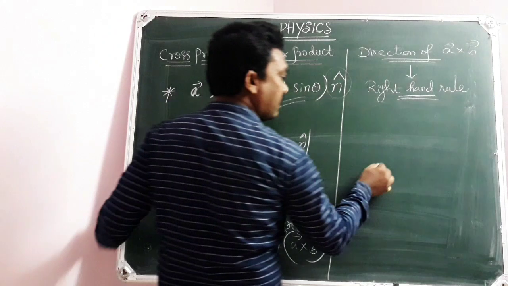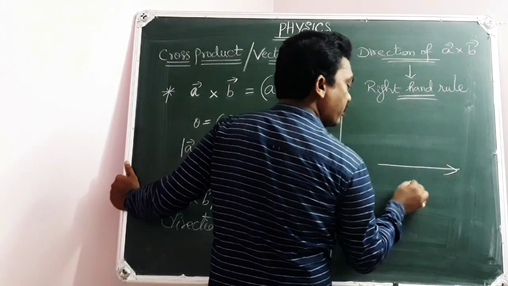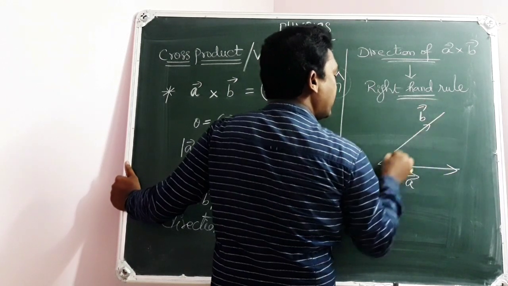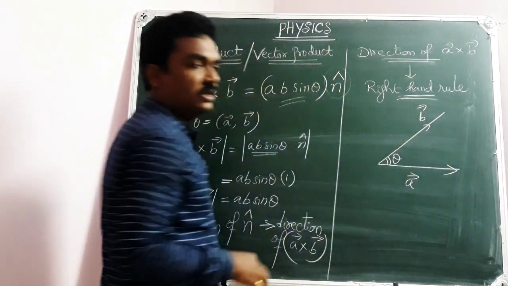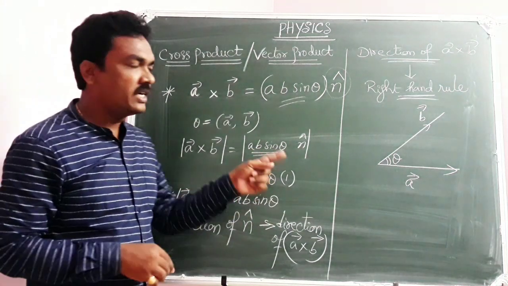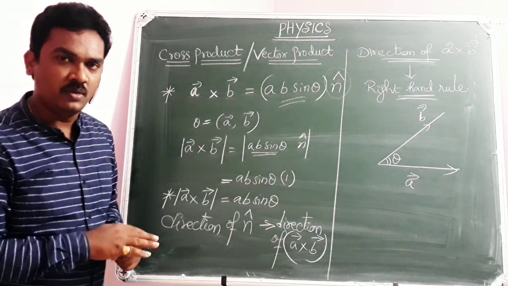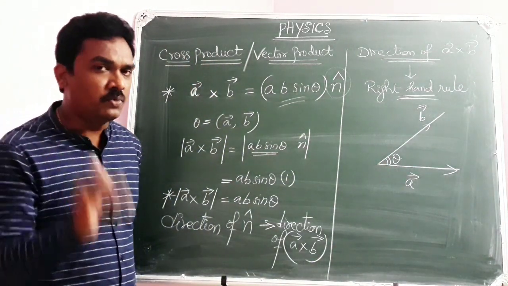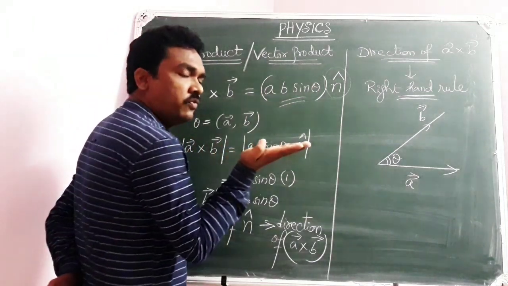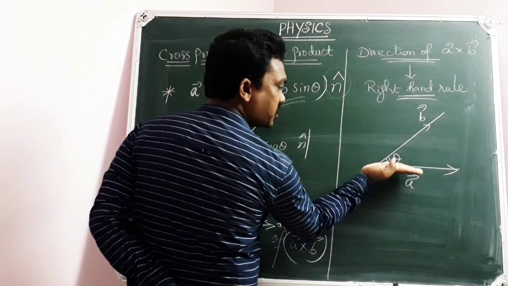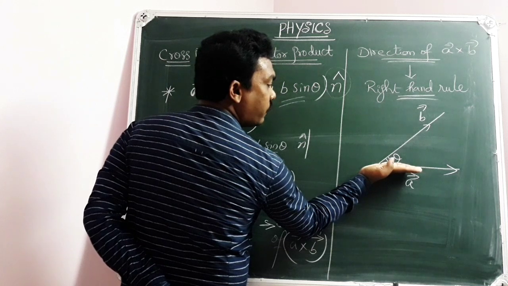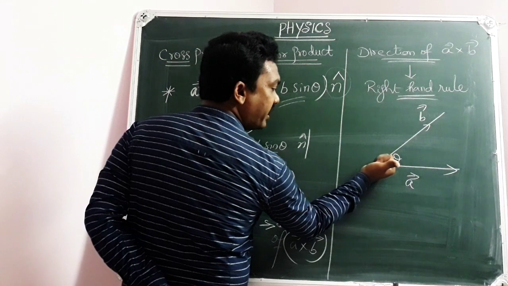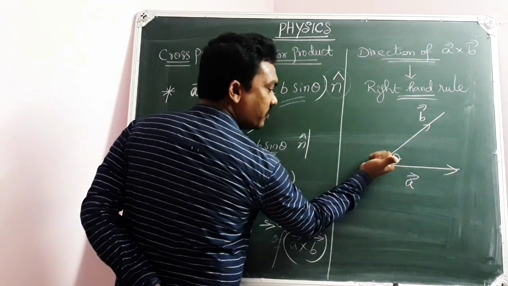See, here I am giving an example. This is A bar, this is B bar, which are at an angle theta. So A bar and B bar are the two vectors which are at an angle theta. Both are in the plane of the board. That's why I have drawn them in the plane of the board. Now, show the four fingers of your right hand in the direction of A bar. Now curl the four fingers from A bar to B bar. Then the thumb opens perpendicular to the plane of the board.